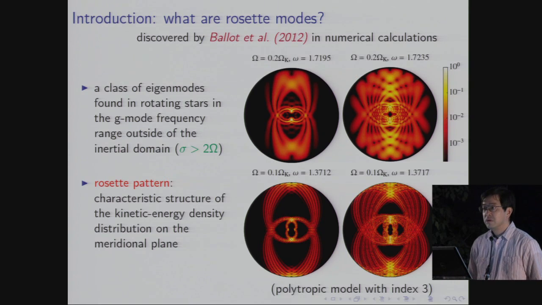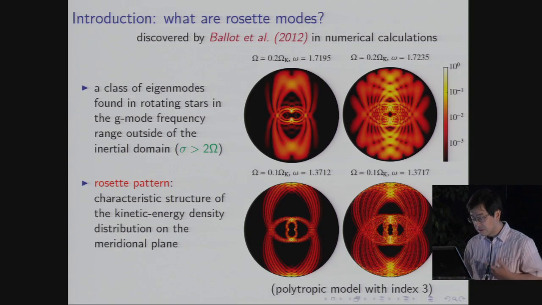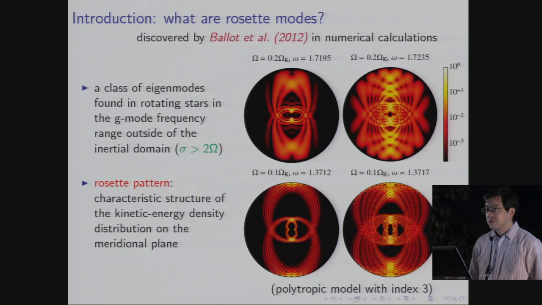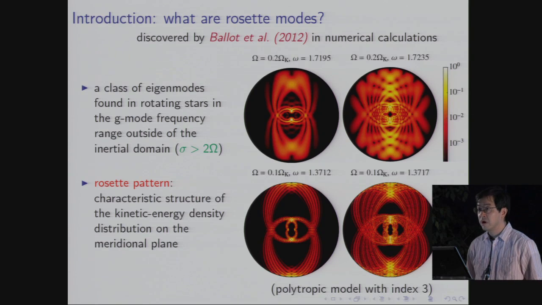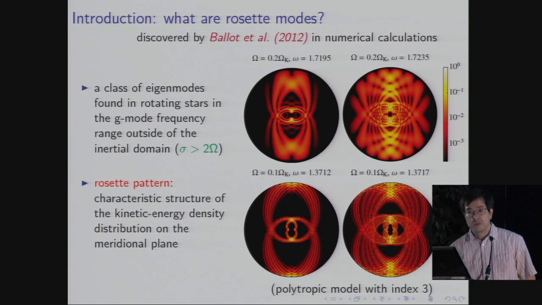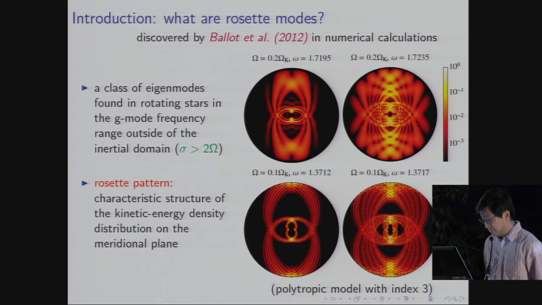The most characteristic feature of these modes is the structure of their eigenfunctions. What is shown in the right figures is the distribution of kinetic energy of these modes on the meridional plane. These modes we call rosette patterns. That is the most important feature of these modes.